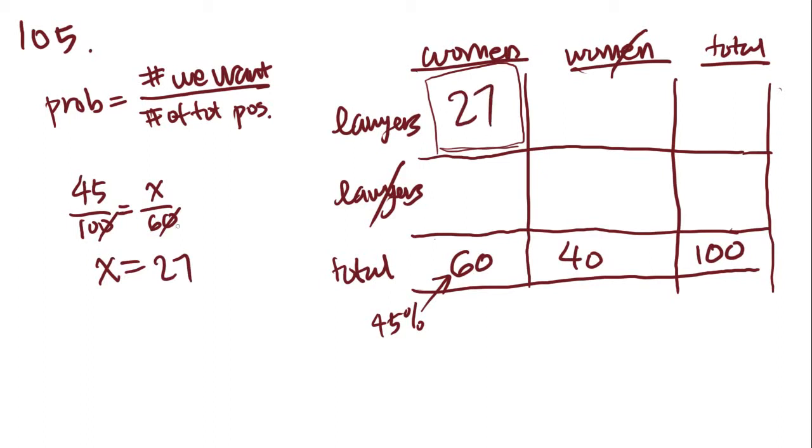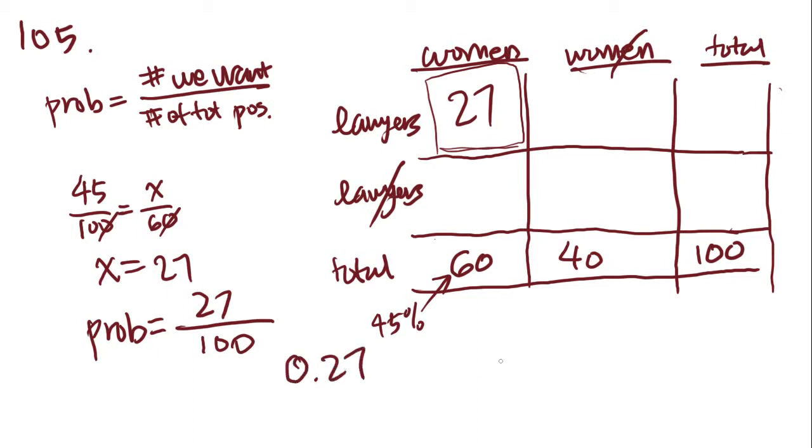Going back to the probability problem, the number that we want is 27, and the number of total possibilities is 100. 27 over 100 is the same as saying 0.27. That is answer choice C.